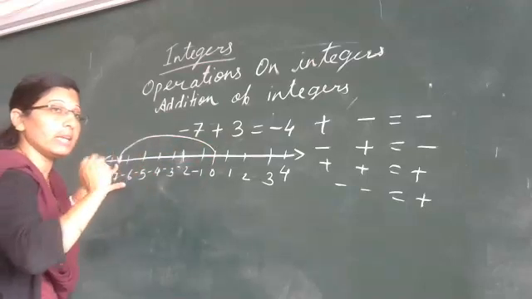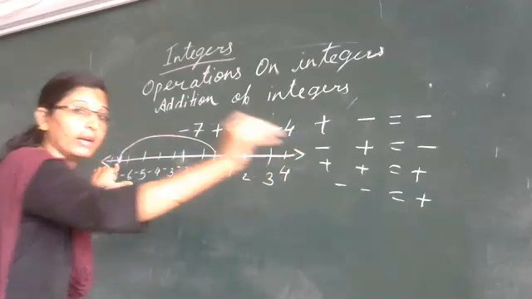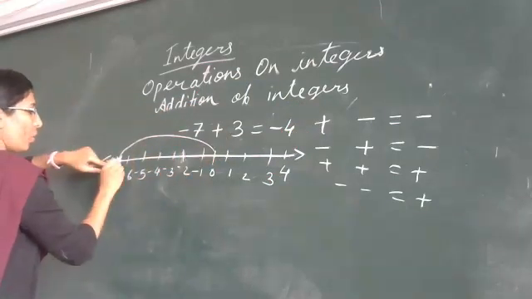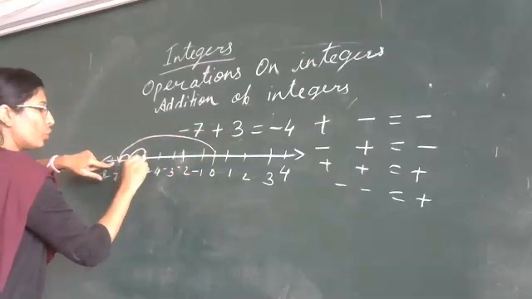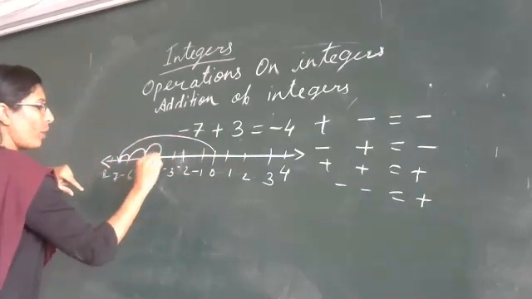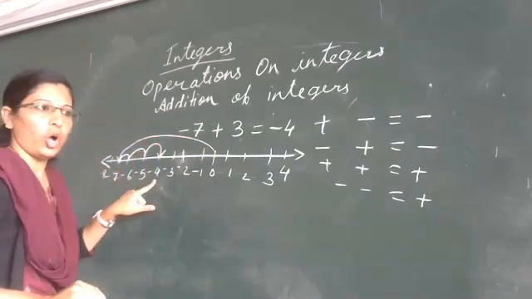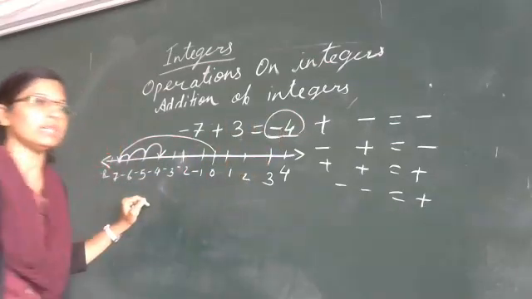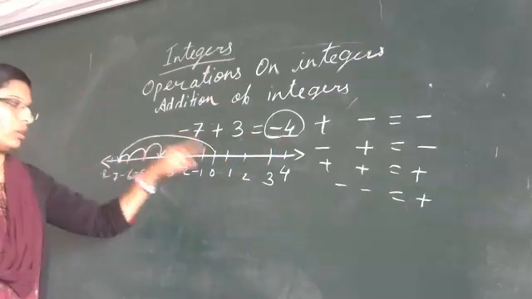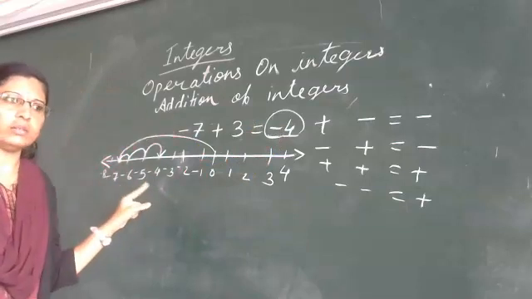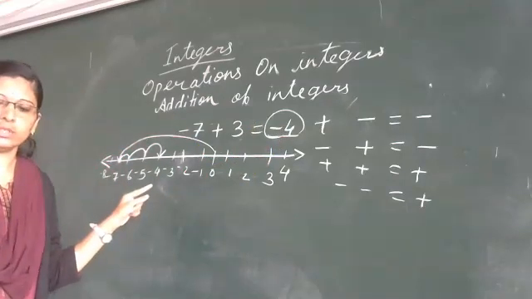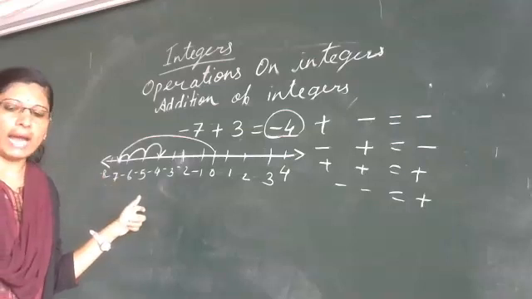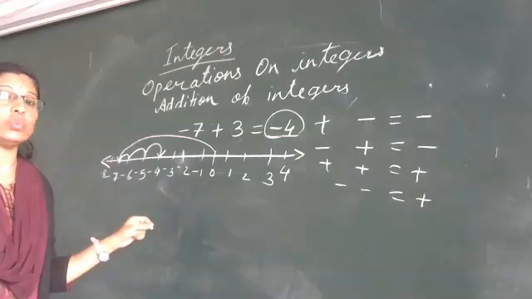Whenever a plus sign is there, we should move to the right side. A minus sign means left side. So 3: 1, 2, 3. Where did it reach? On -4. So your answer is -4. Understood? Yes, ma'am. So till here any doubt? No, ma'am.